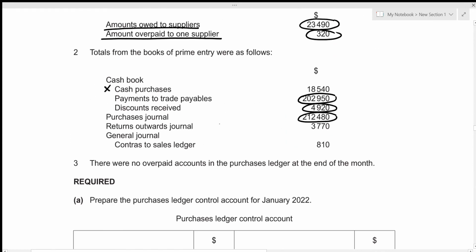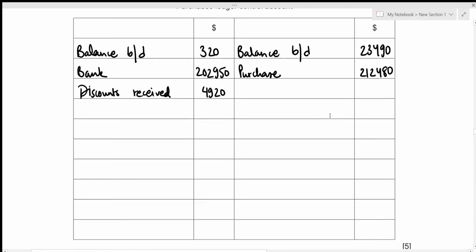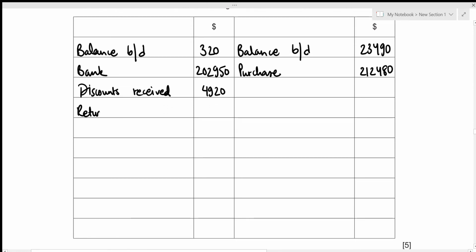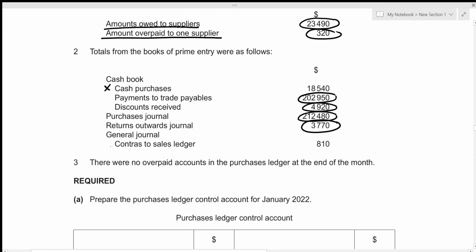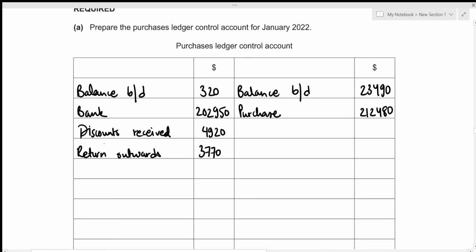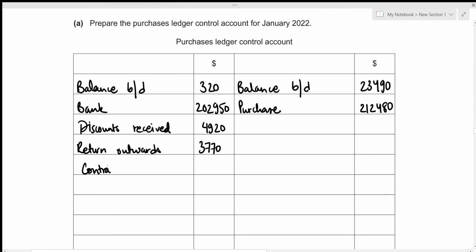Then we are given the return outwards journal, meaning that we purchased and then we returned it. So this is a purchase return. Purchase return definitely decreases the balance of the purchase amount to be paid. So this should be recorded on our debit side under the heading of returns outwards. And that amounted to 3,770. That's return outwards with the amount 3,770. Alright, then the last one we have is the contra to the sales ledger, and we know that the contra in the purchase ledger control account is always recorded on the debit side. Let's do that, and it amounted to 810. So that's contra with the value 810.